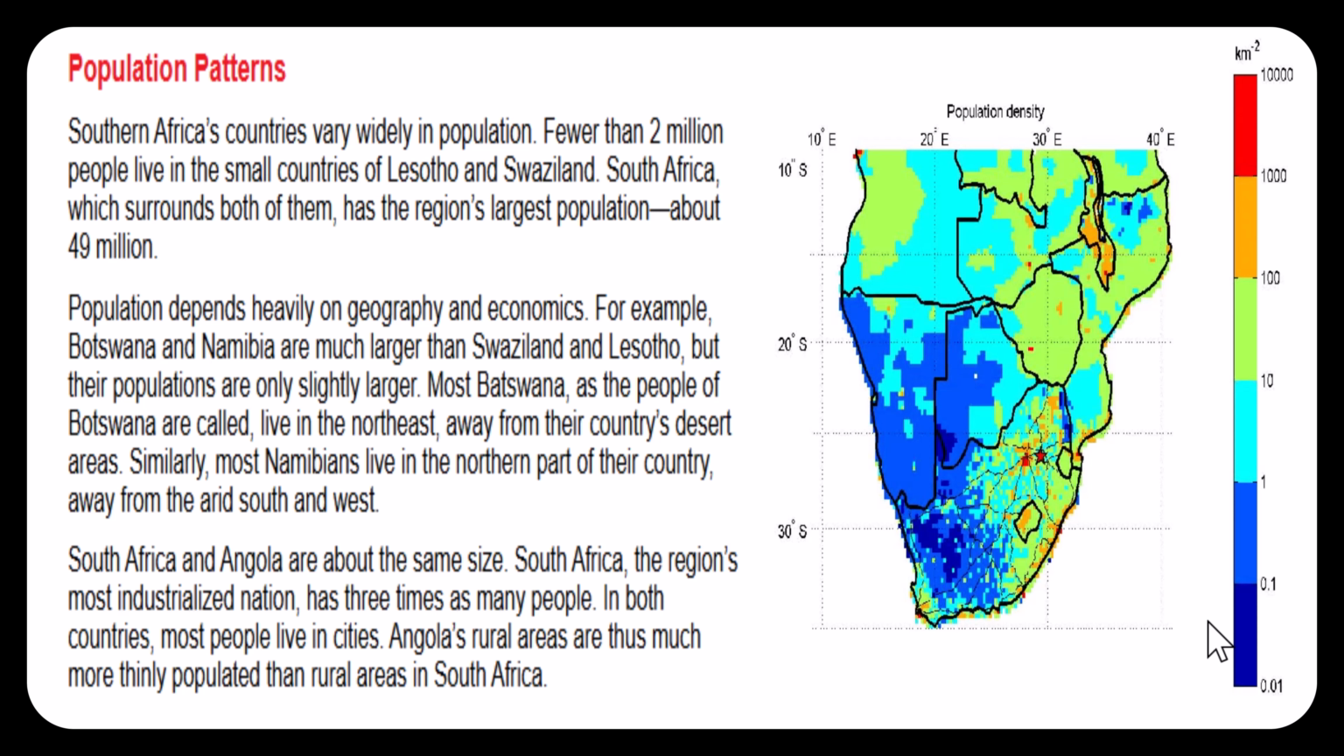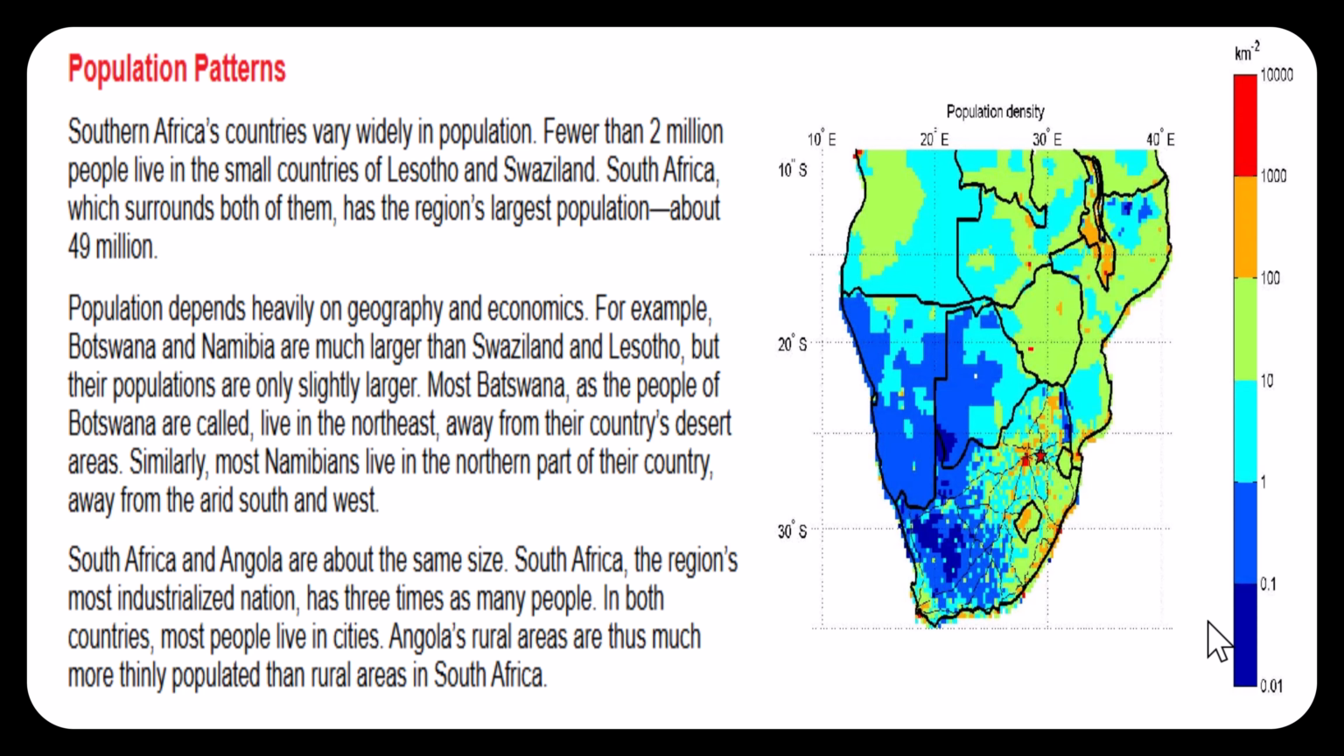Question number 4. What is the most populous country in Southern Africa? That is South Africa. Question 5. What are the 2 main factors that impact population in Southern Africa? Geography and economics. Question 6. In Botswana and Namibia, what area of the country do their people tend to avoid? They tend to stay away from their country's desert areas. Question 7. In South Africa and Angola, where do most people live?